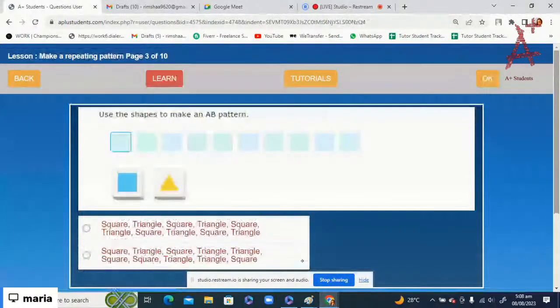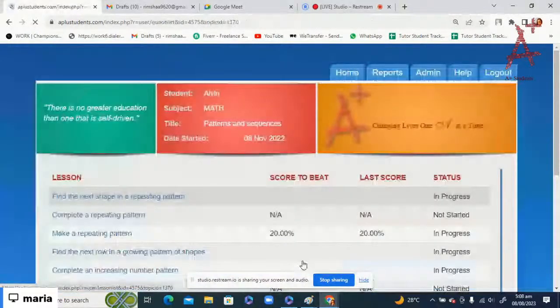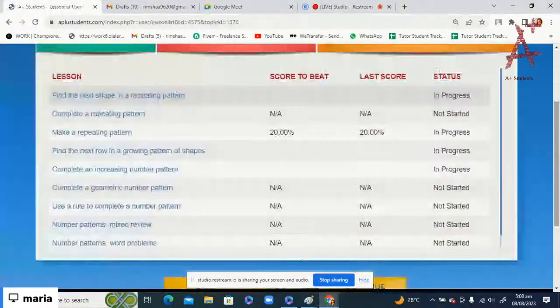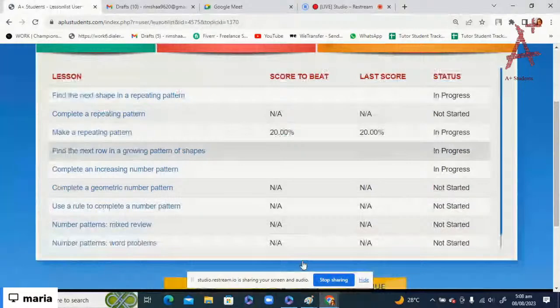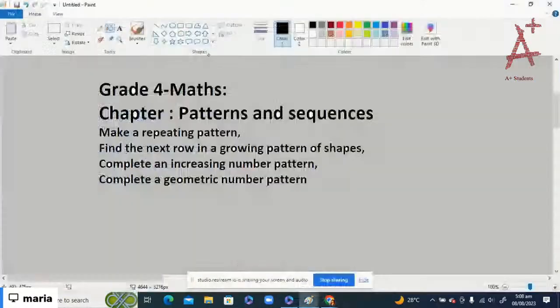Okay, these are all the same things. So you just solve it by using this method. Just check the patterns. Now let's move to chapter 4: find the next row in the growing patterns of the shapes. This third chapter. Okay, now we move to find the next row in the growing pattern of the shapes. This one. Now we're gonna move on that one.